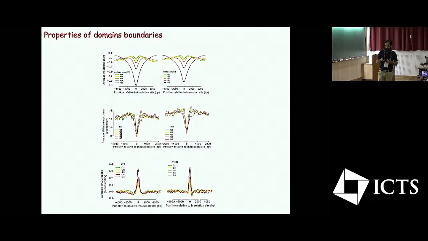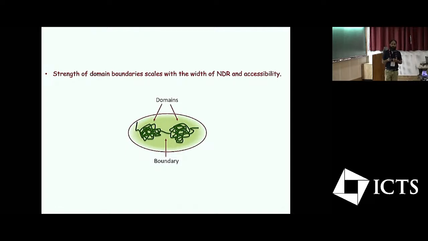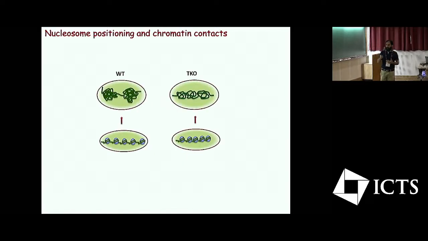So regarding the accessibility at the boundaries, we found that the boundaries are in the nucleosome depleted regions, and the strength of the boundary scales with the width of the NDR, and it also scales with the MNase accessibility. So now we wanted to investigate this correlation more precisely, to see how the positioning of the nucleosomes correlates or changes with the change in the organization of these contacts at a much better resolution.